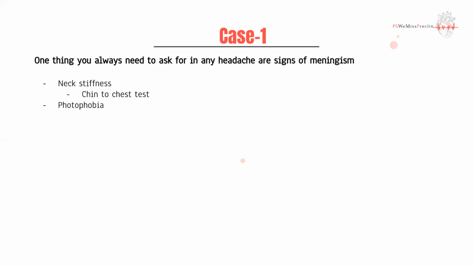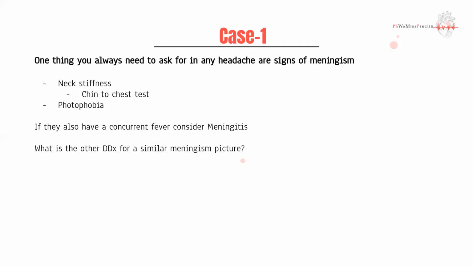The second thing is photophobia. Again, important to ask for. Now, it's important to realize that when I say meningism, I don't mean meningitis. Meningism purely means inflammation of the meninges. If this is because of an infective cause, that would be meningitis. However, there are non-infective causes of meningism.